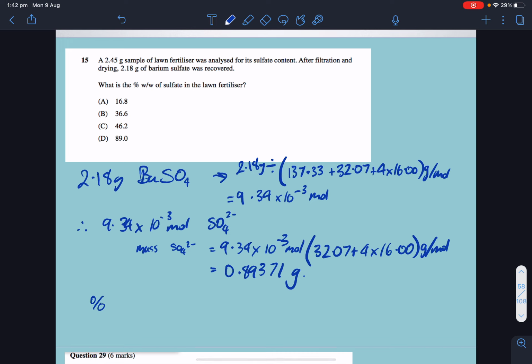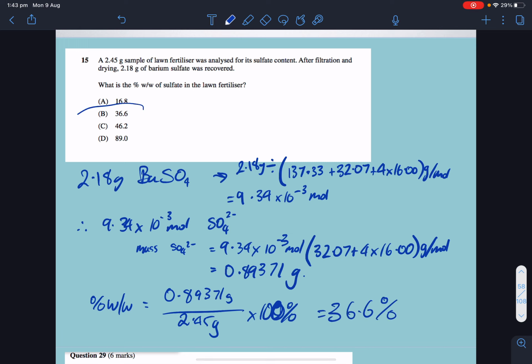So the mass percentage, weight for weight, equals 0.89371 grams over the original sample, which was 2.45 grams, times by 100%. Oh, not 10%, 100%. Put it in my calculator, 2.45 times by 100, and I get, look at those three sig figs in the answer, so I get 36.6%.